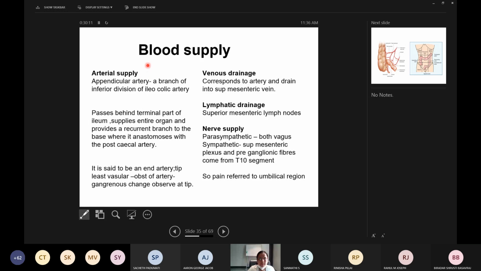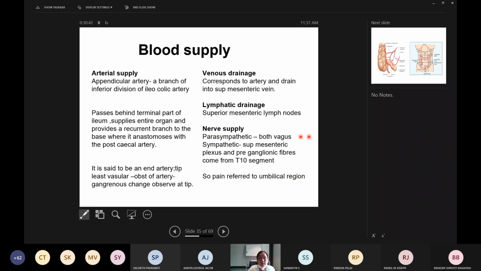This is said to be an end artery. So what happens? The tip is the least vascular, so any obstruction of the artery will lead to gangrenous changes, which will be observed at the tip, because the tip is the least vascular side. Okay, so this is the arterial supply, which is mainly by the appendicular artery. Venous drainage corresponds to the artery and drains into the superior mesenteric vein, that is, the portal system of veins. Lymphatic drainage is into the superior mesenteric group of lymph nodes.